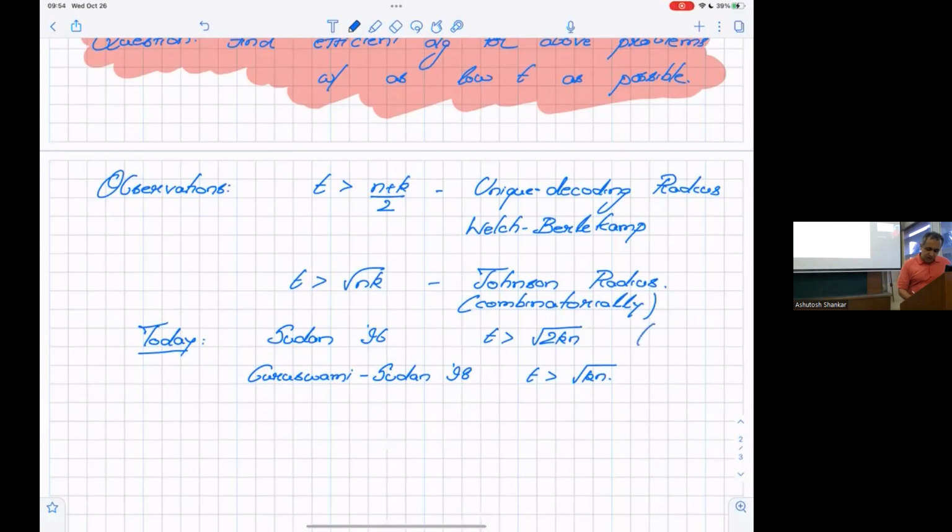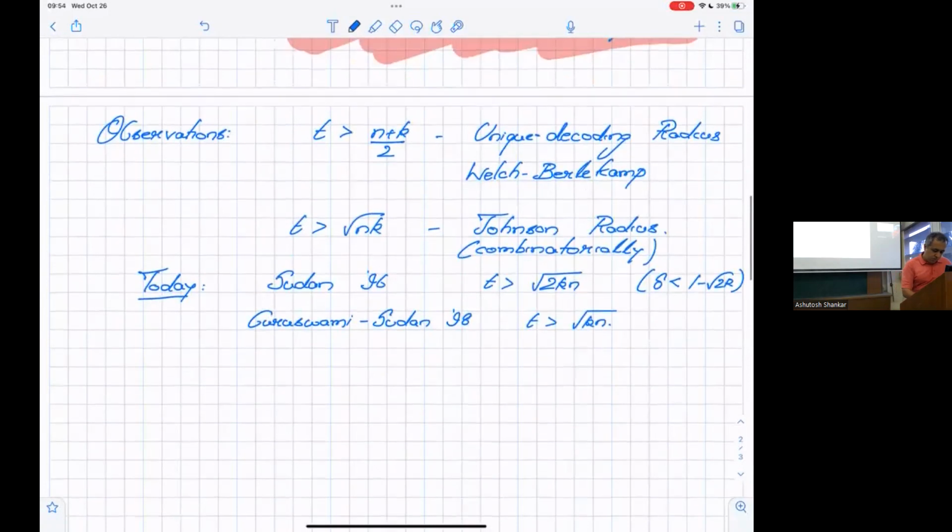So in terms of rate, this will be that delta is less than 1 minus square root of r. For Sudan's algorithm, this is going to be delta less than 1 minus 2 square root of r. Sorry, not delta, we will be calling it rho. And this will be rho less than 1 minus square root of r. So the goal for today is to look at Sudan's algorithm and the subsequent improvement due to Guruswami-Sudan.